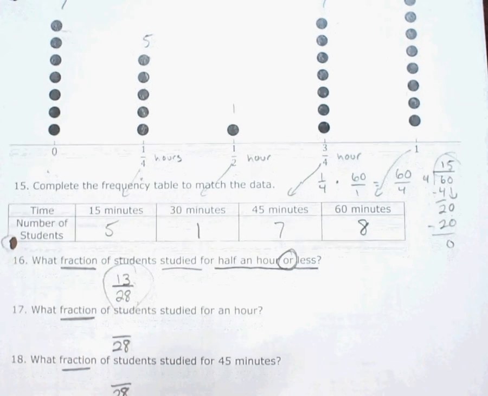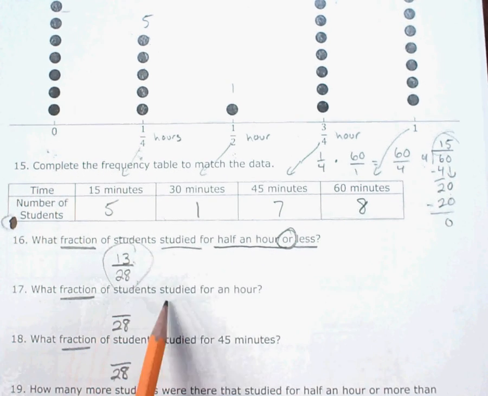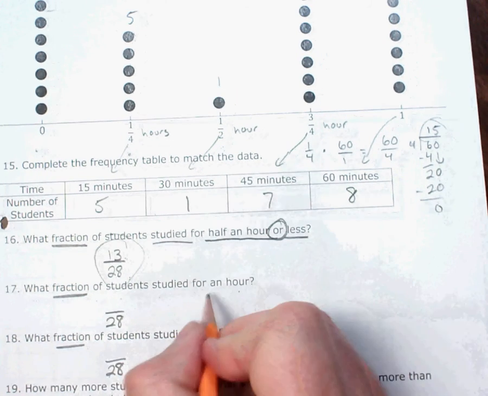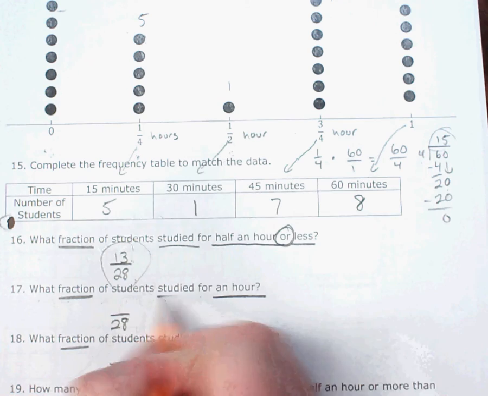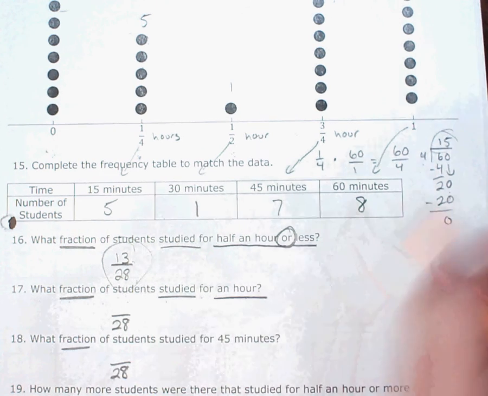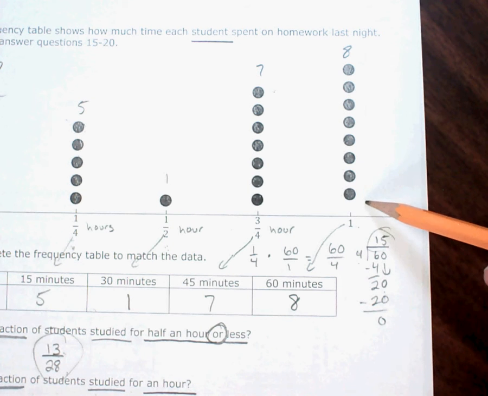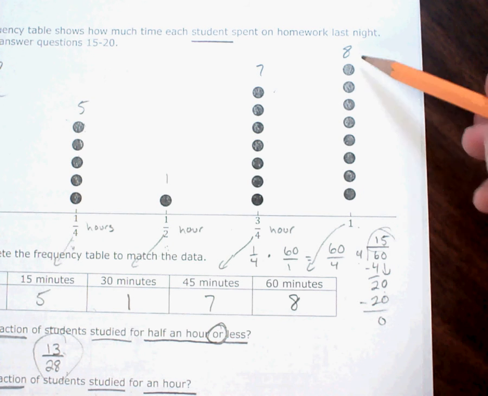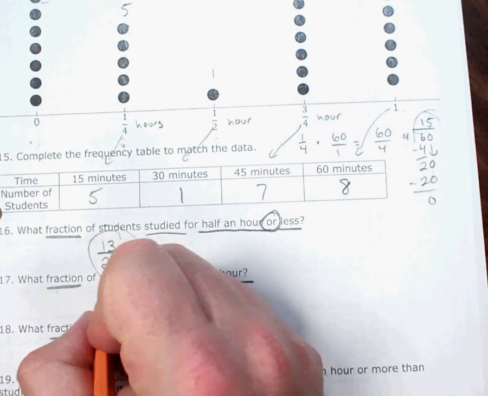All right, number 17. What fraction of students studied for an hour? Now we're just looking at one time. They studied for an hour. So we go up here. Here's my 1 hour spot. We've got 8 students. Again, it's not a bad idea to recount the dots just to double check. 1, 2, 3, 4, 5, 6, 7, 8. And so we get 8 out of 28.